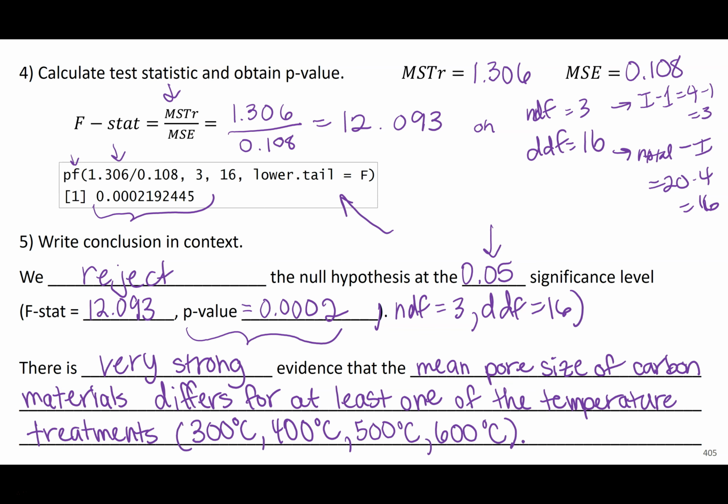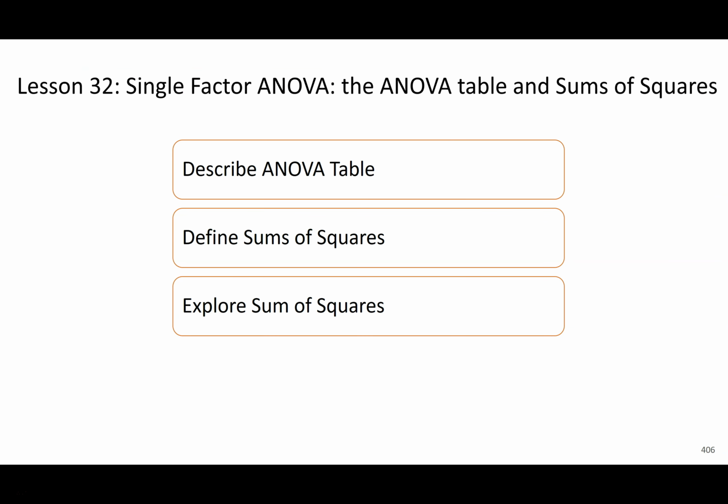There we go. So we reject the null hypothesis at the 0.05 significance level. I like to stick the p-value with information about its statistics. So with an F statistic of 12.093 on 3 and 16 degrees of freedom with a p-value of 0.0002. I always forget how many zeros I've said. And then we would say, yes, there's very strong or convincing evidence that the mean pore size of carbon materials differs for at least one of the temperature treatments. And that's where it would be from there. So that's one example. We're going to go ahead and investigate more about sum of squares in lesson 32. And we'll have another example in 33.